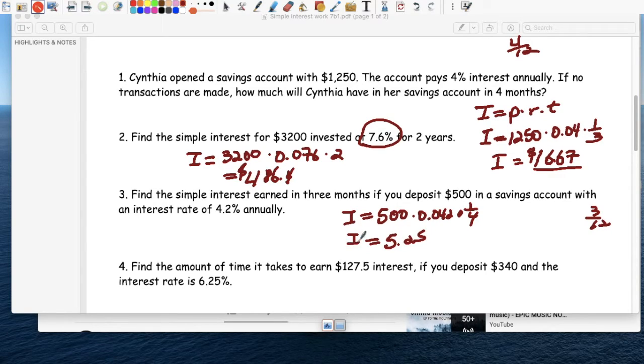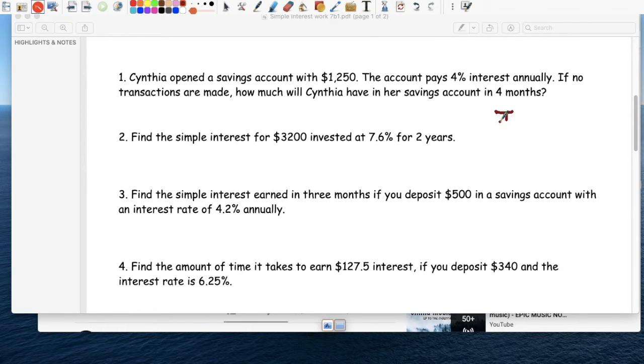You made $5.25. And then the last one: find the amount of time it takes to earn. So time is our unknown. We've got I, P, R, T, and time is our unknown. I earned $127.50. I deposited $340. The interest rate I was given was 0.0625, and T is my unknown. So let's combine like terms: 340 times 0.0625 gives us 21.25.